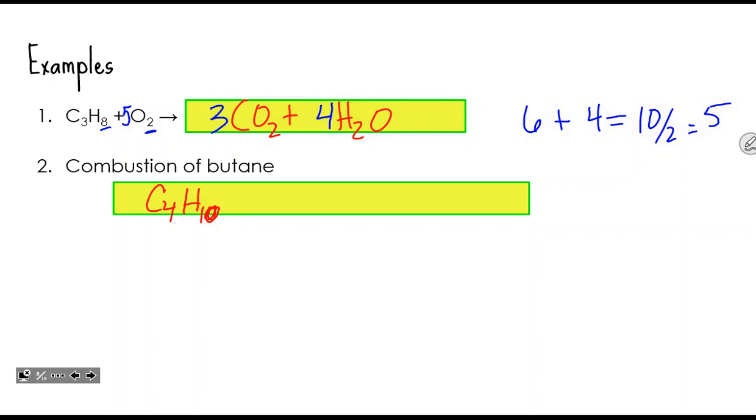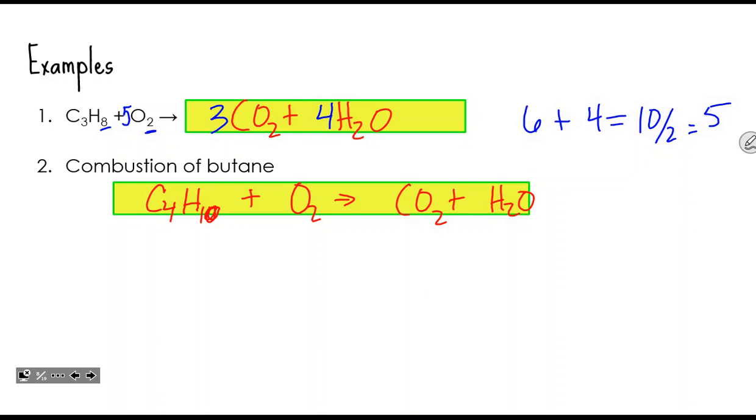Now, of course, what is the other reactant in combustion? What is it always going to react with when it's combustion? Yes, oxygen. That's the other reactant. And then what are always our products here? Products are always carbon dioxide and water. Very good. Carbon dioxide and water. Now just for fun, let's go back over balancing this one.